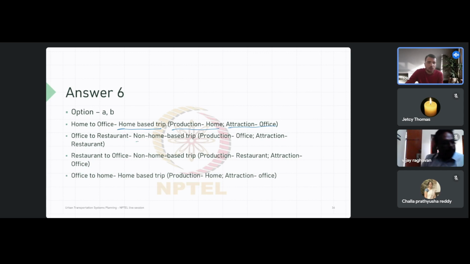Office to restaurant. It is a non-home-based trip since both of the ends, office and restaurant, are not home. So here production is simply happening wherever the trip is starting, at the office, and attraction will happen at the other end, the restaurant. Restaurant to office, simple. Non-home-based trip, neither end is home. Production will happen at the restaurant, attraction will happen at the office. And finally we have office to home. Again it is a home-based trip because one of the ends is home. Production will be at home, simple, because trips are always produced at home when home is one of the ends. And attraction will be happening at the office.